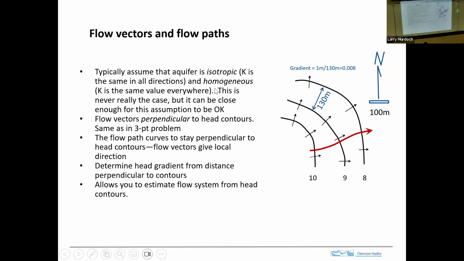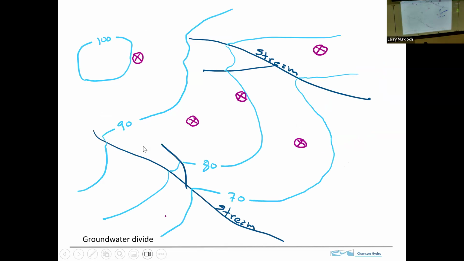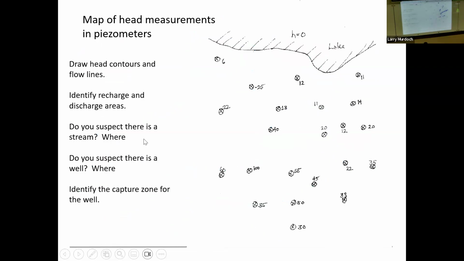So, isotropic homogeneous flow vectors are perpendicular, and the flow paths need to stay perpendicular to the head contours. So what I want to do is draw in these contours. We saw how we can use them to interpret the flow paths and various different aspects of the water table. So we want to be able to draw our own contours.